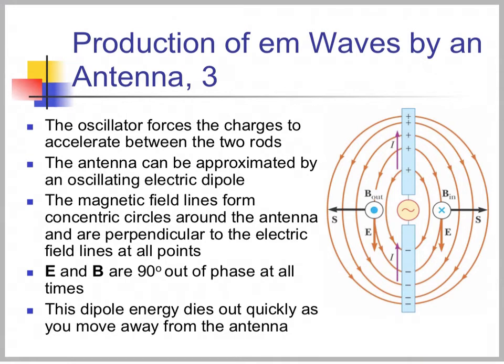The oscillator forces the charges to accelerate between the two rods. So, the antenna can be approximated as an oscillating electric dipole. The magnetic field lines from the current moving up in one half of the segment form concentric circles around the antenna and are perpendicular to the electric field lines from the antenna at all points. So E and B are 90 degrees out of phase at all times. That dipole energy dies out quickly as you move away from the antenna.